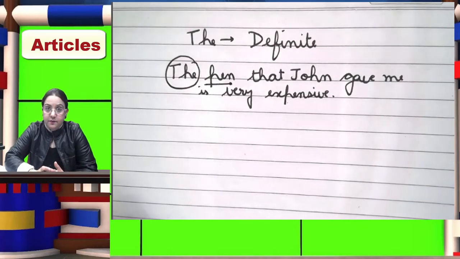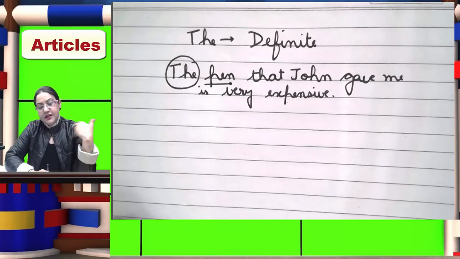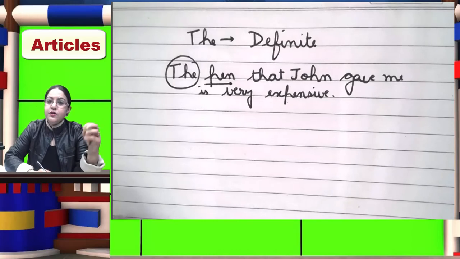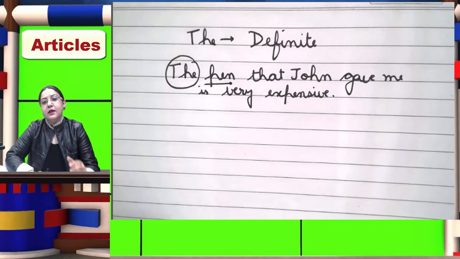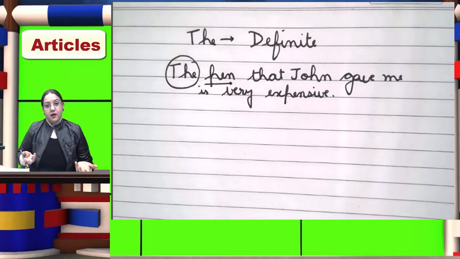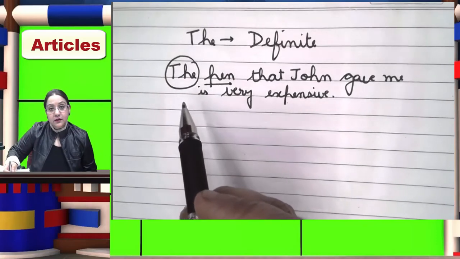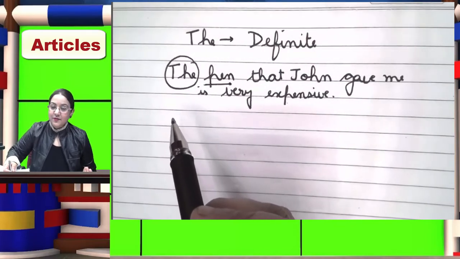I have placed the here, and if you read the sentence, I am talking about a particular pen here. Here I am talking about a pen that John gave me, right? So I am talking about a special pen here. So that is why we say that the is a definite article, because it is defining the object that I am talking about. I am talking about a particular pen here, the pen that John gave me. So here I am not using a, I am using the word the.